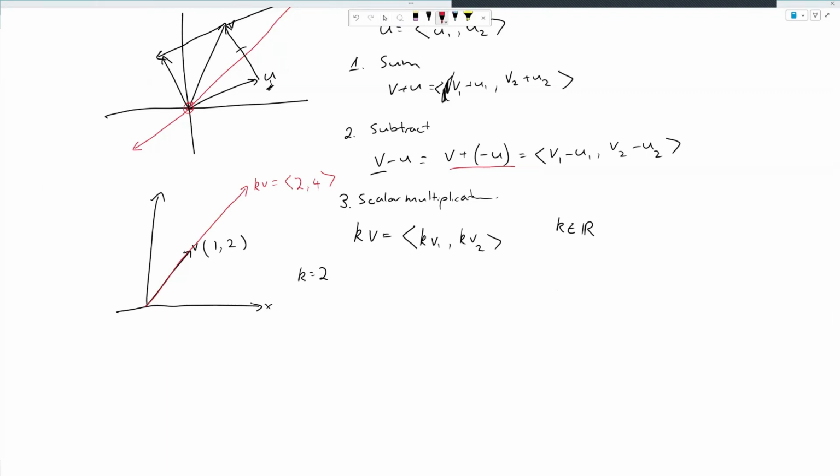Awesome. Let's go into the next point now. Let's go into the fourth thing, which is the length of the vector.